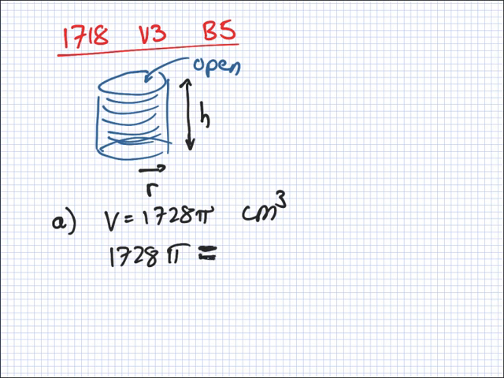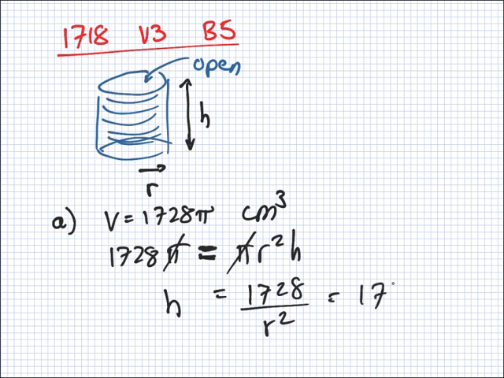1728 pi, that's the volume. The volume of the cylinder is pi r squared h. So the h, cancel the pi's, would be 1728 over r squared. And you might want to write that as 1728 r to the minus 2. So that's part A. Write h in terms of r, and they provide you the volume. Why write it that way? Because I have a feeling that we'll need to differentiate in a moment anyways.